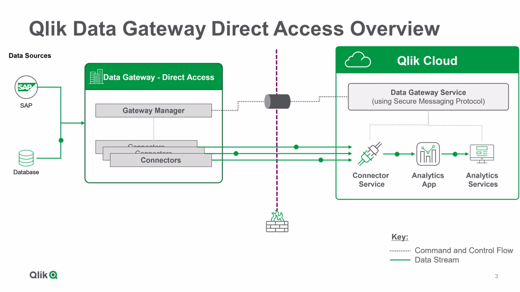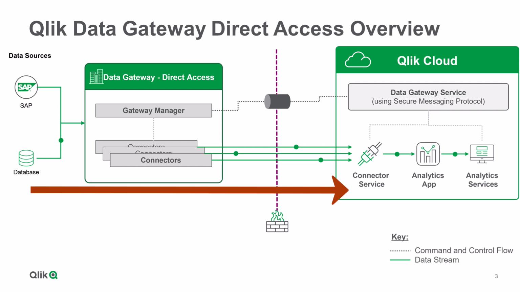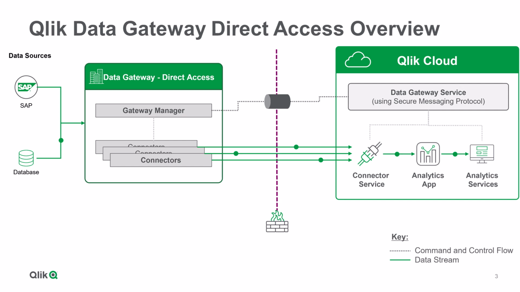The high-level communication sequence is as follows. The Direct Access Gateway establishes a mutually authenticated and encrypted connection to Qlik Cloud using HTTPS. Qlik Cloud sends a load statement to the Direct Access Gateway. The Direct Access Gateway relays the query to the relevant data source. The data is then pushed directly from the data source to Qlik Cloud over WSS. Nota bene. Data is always in transit and never physically resides on the Direct Access Gateway server.